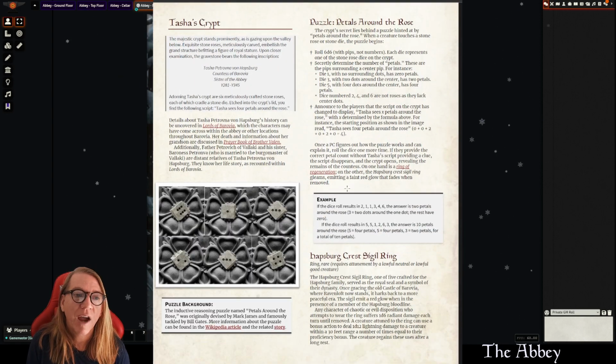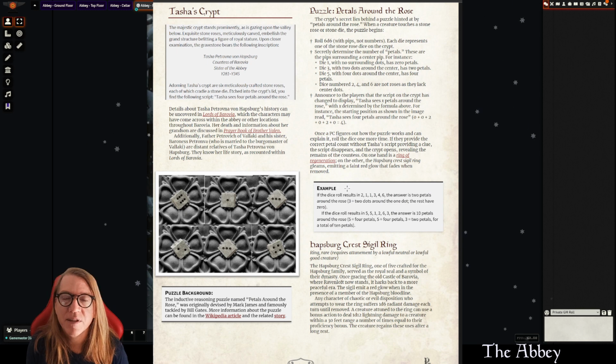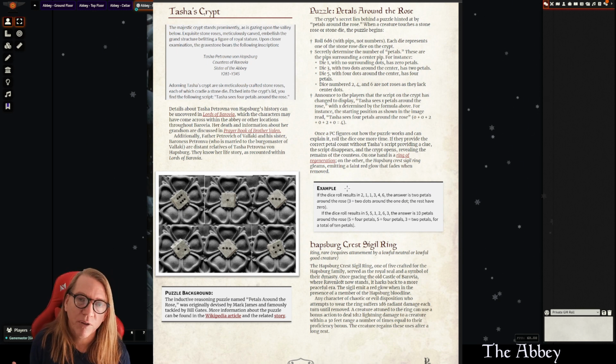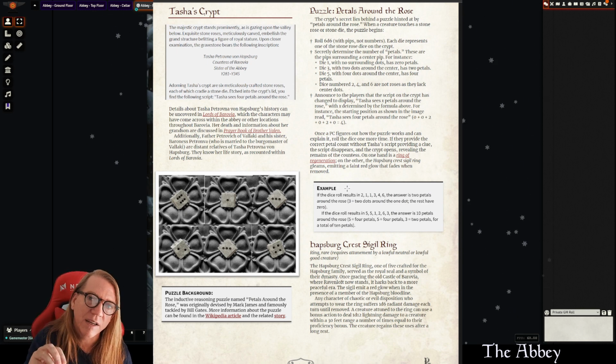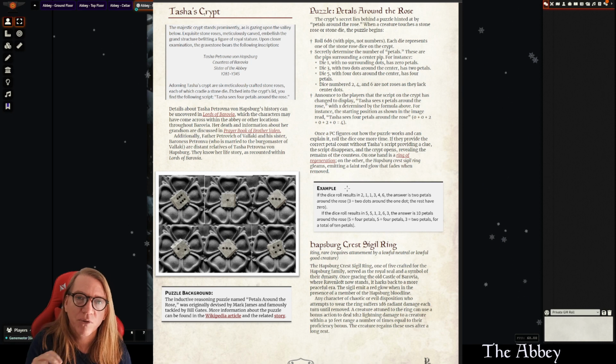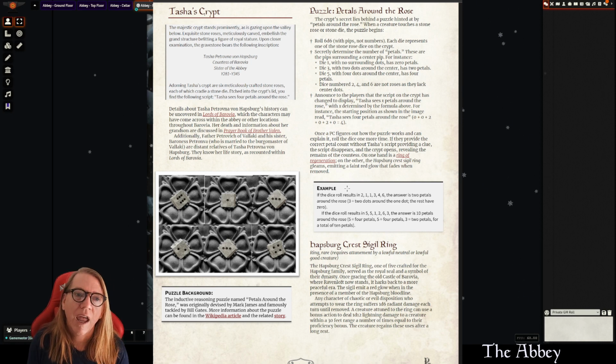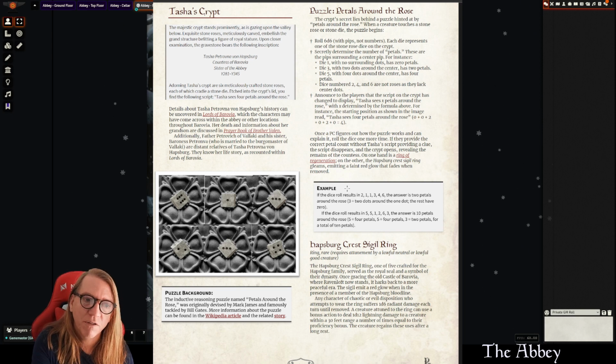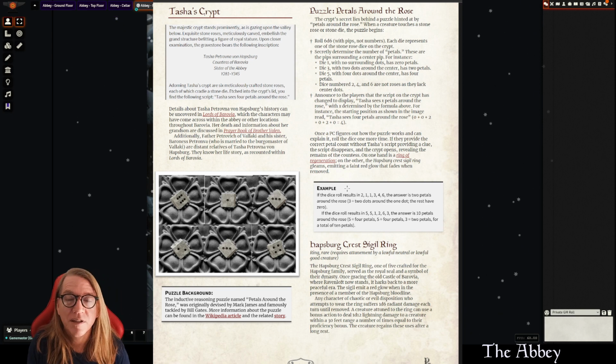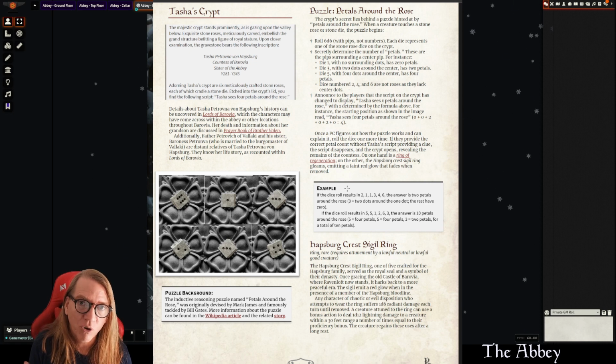The next puzzle I really enjoy is a famous inductive reasoning puzzle called Petals Around the Roses. It's a D6 puzzle game where you roll six dice and the players try to solve this puzzle. The entire description of the puzzle is in here, as well as some links back to the history of who created this puzzle.